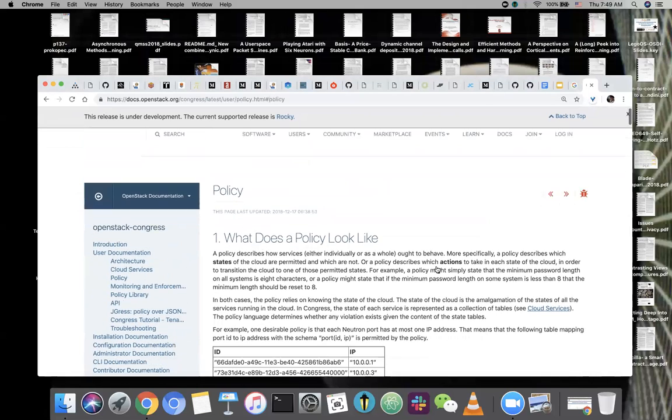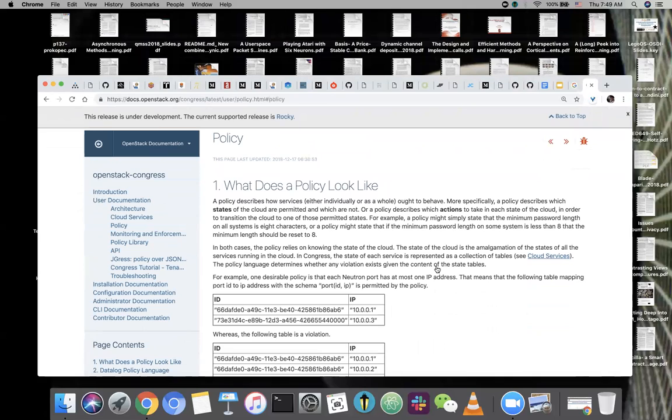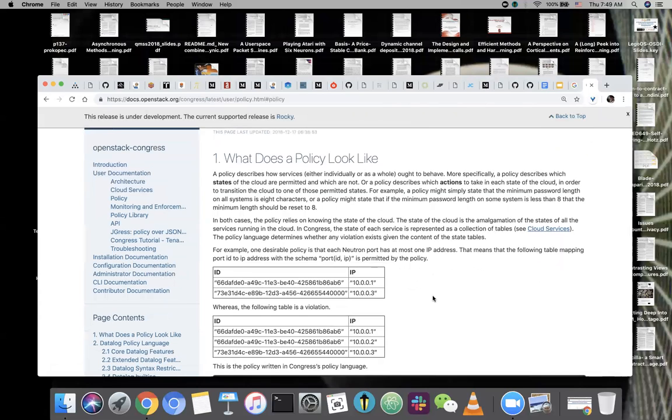Yeah. So for those of you who didn't know the history, Congress was before OPA. It is sort of like the predecessor of Gatekeeper. I knew Tim since he was in the OpenStack Congress days. They were using Datalog to describe the policies, and they initiated the Congress project. And then later on, Kubernetes came out. They initiated the OPA project, and then we have Gatekeeper now. It's just a bit of interesting history here.